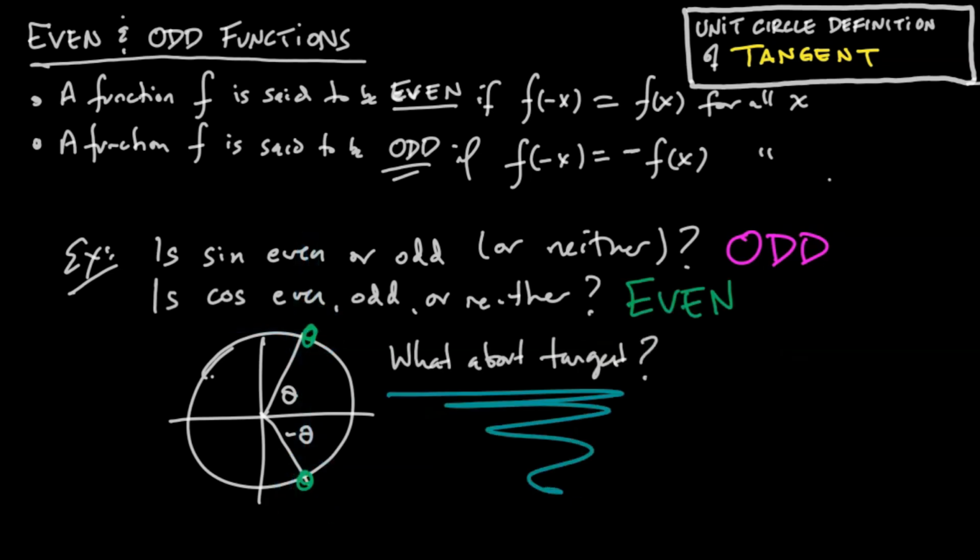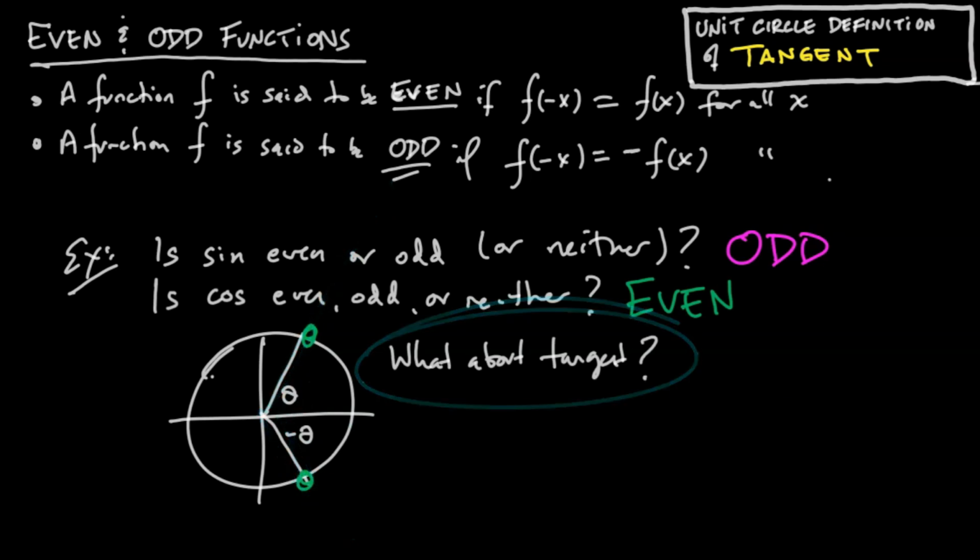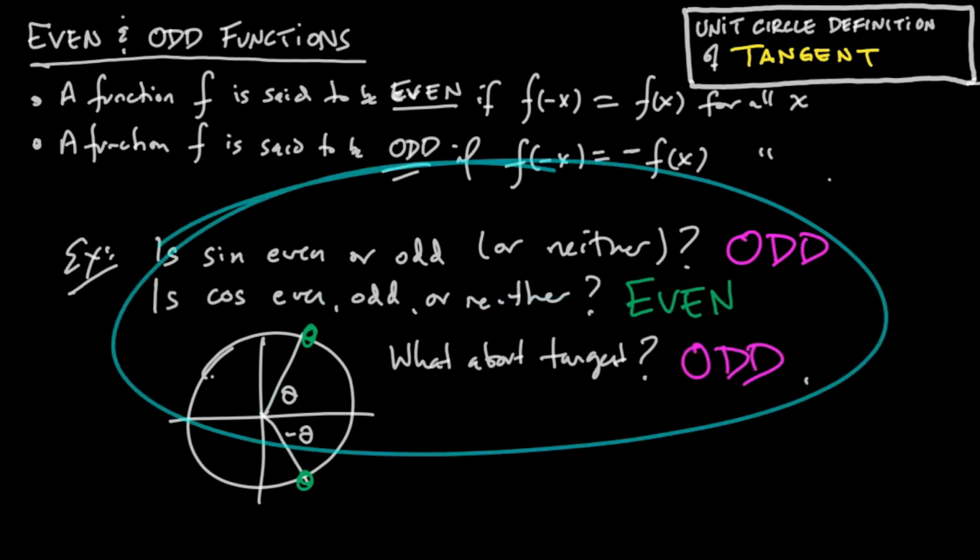And what about tangent? Well, again, just think of the same picture. Here's minus theta, here's theta. Tangent is the slope of this radius. Tangent of minus theta is the slope of this radius. Do they have the same slope? No. These slopes have the same magnitude, but opposite sign. This is a positive slope, this is a negative slope. But if the slope here is, say, 2, the slope here is minus 2. So is tangent even, odd, or neither? It is odd. Good. These are important facts.